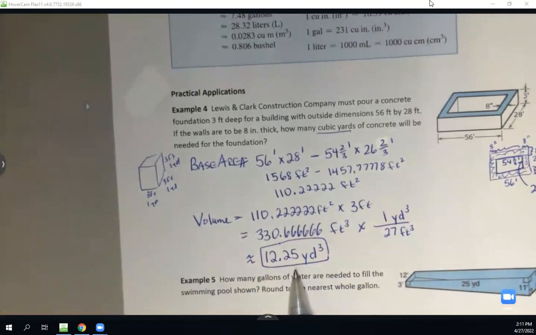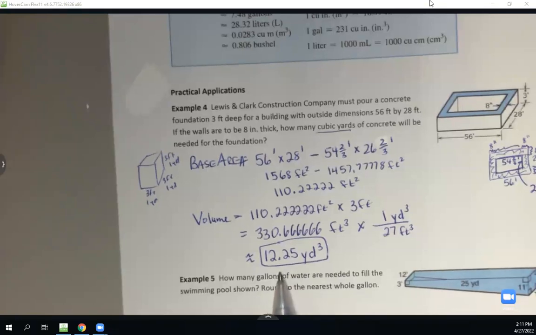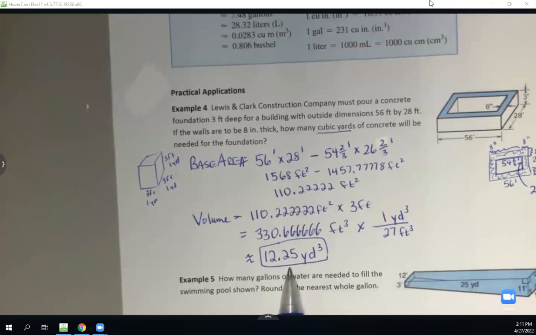Now, again, that's not taken into consideration like spillage and waste and so on. So you'd probably want to order a little bit more than that. I'm not sure how much more, maybe like an extra cubic yard. So maybe like 13 cubic yards or something like that, just to be safe. Okay, does that make sense?